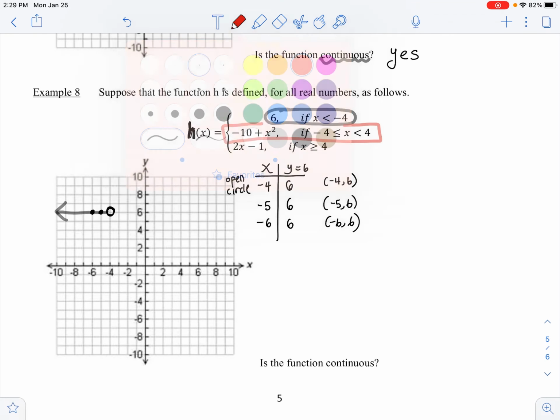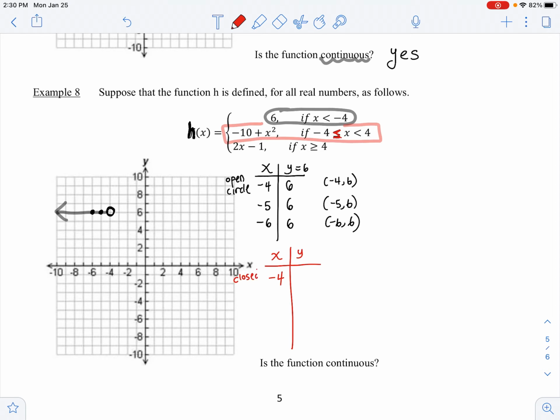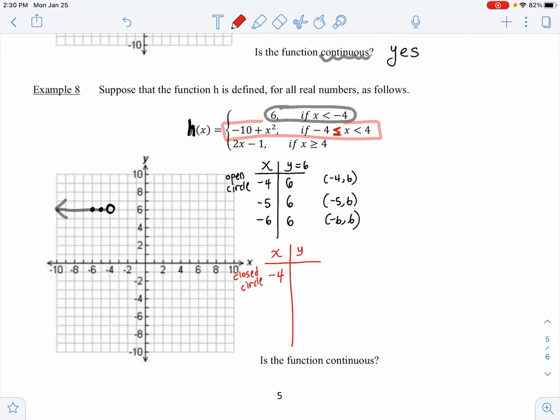We're using this middle piece for x values that are in between negative 4 and positive 4. I don't have to graph all of them, but I'm definitely going to plot negative 4 with what kind of circle? Closed circle, right? And I need some numbers in between. I don't think we need to do all of them, so I may just skip around and do negative 4, 0, and I'll just do 4. But 4 will have an open circle. Why? Because it says x is less than 4, not less than or equal to 4.